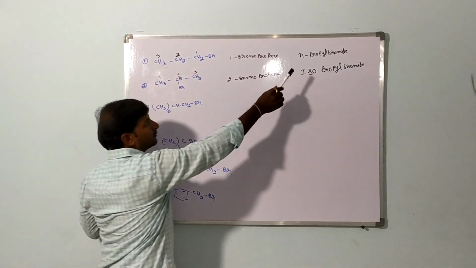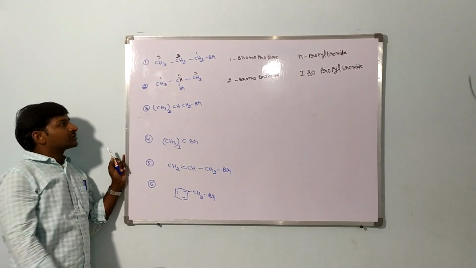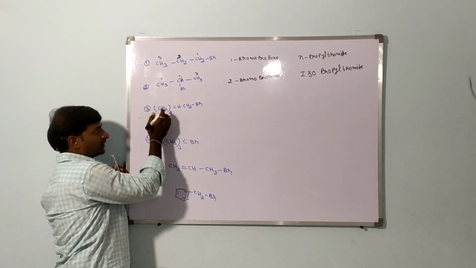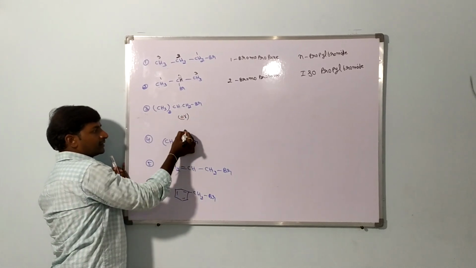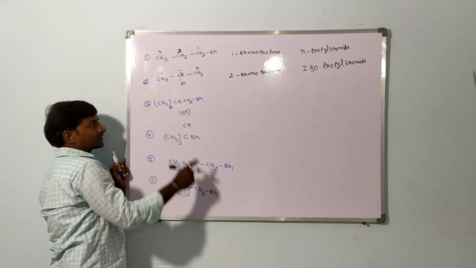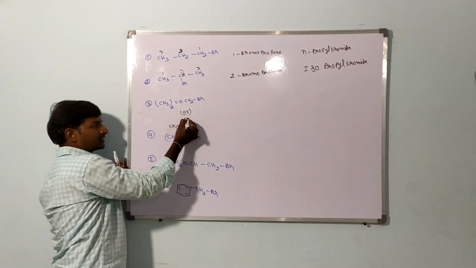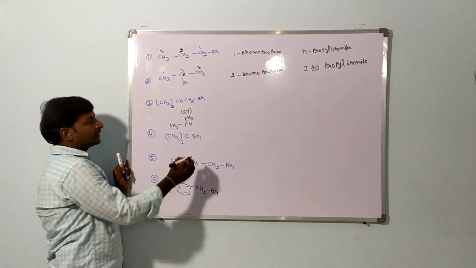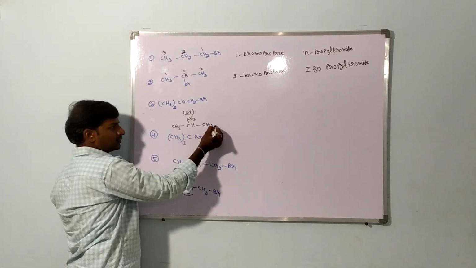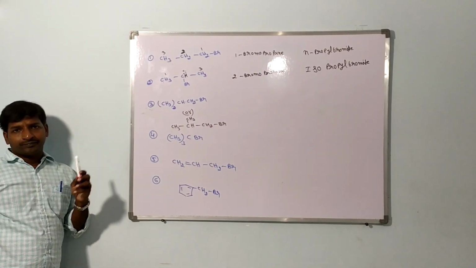So N propyl bromide, isopropyl bromide, that is the common name. Next one: for writing this one we have to expand the structure. CH3 twice means one CH3 is in the straight chain, and another CH3 we have to write as a branch. Next, on the right side, CH2 Br. So that is the third one.